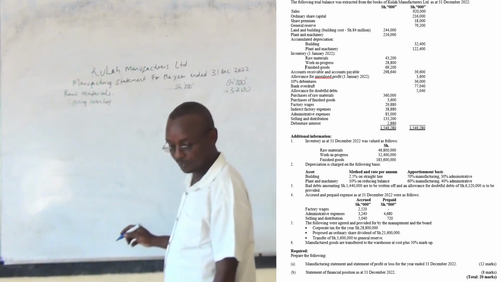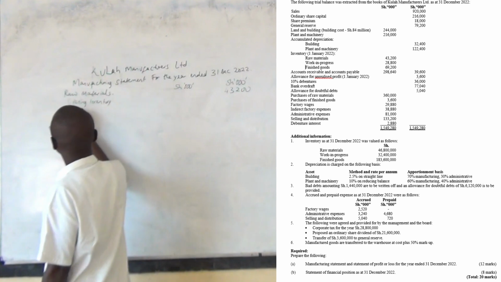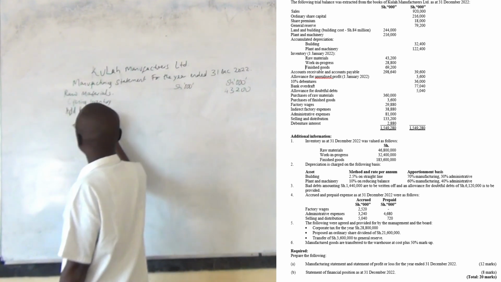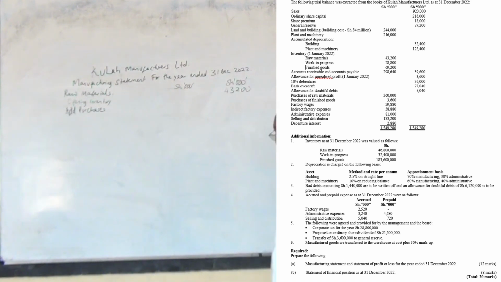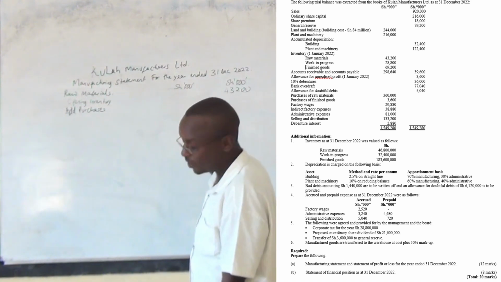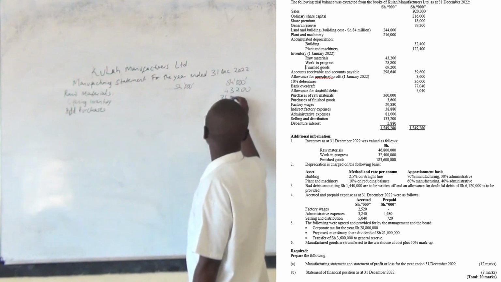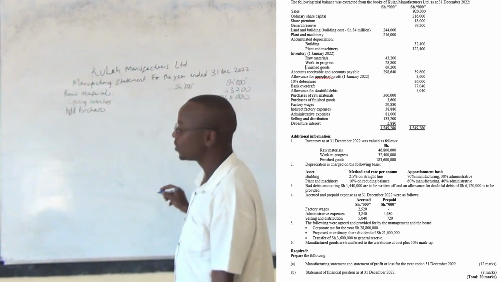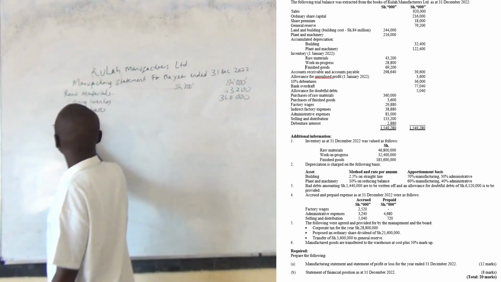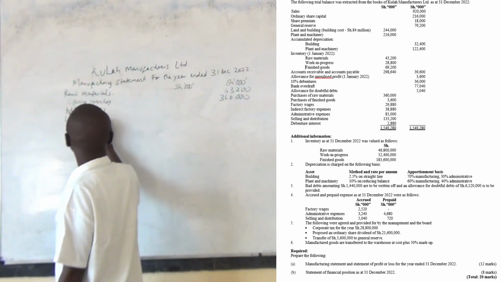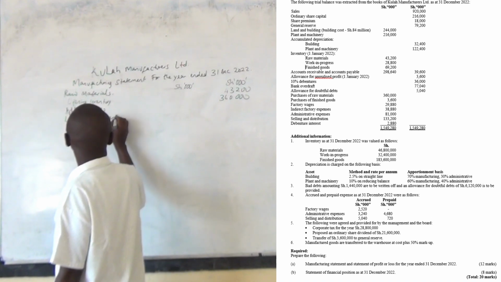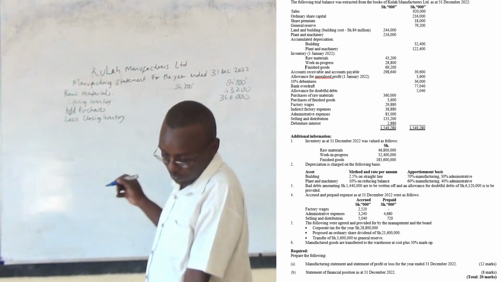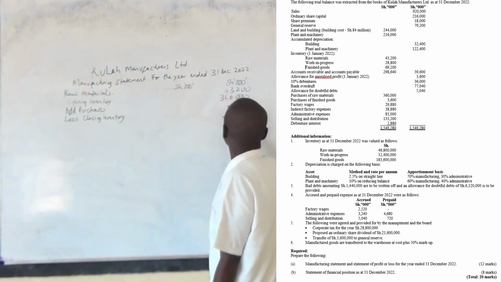You add what? Add purchases of raw materials. How much? Purchases 360,000. Then you less what? You less closing inventory. Closing inventory is in note number 1. Closing inventory, it was 46,800.